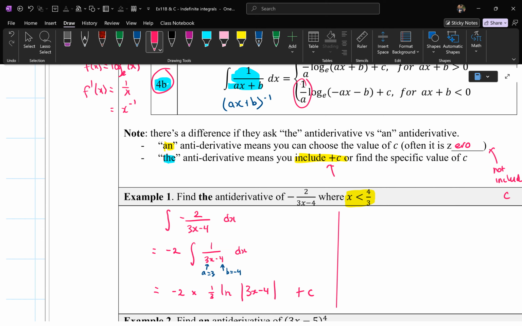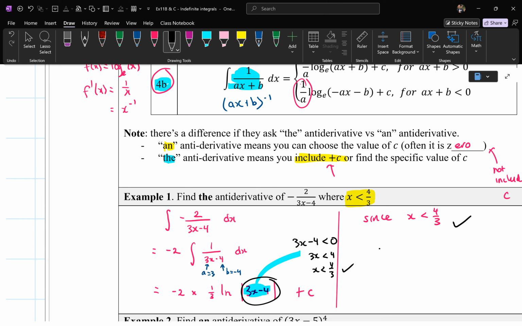They did give you a condition though. Since x is less than 4 on 3, if you think about this condition, 3x minus 4 is either positive or negative. If 3x minus 4 is less than 0, we can see that 3x is less than 4 and x is less than 4 on 3, which actually fits that condition. That means this section must not be the positive version. If it was the positive version, it would have been x greater than 4 on 3.